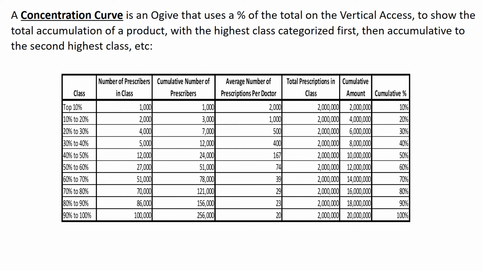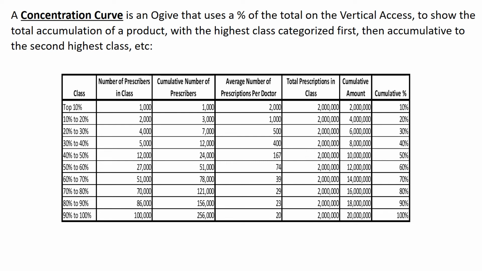What I've got here is an example of the number of doctors prescribing a certain product. Could be, for example, anti-inflammatories, one of the most common prescriptions there is. I've got 256,000 doctors in the United States that are prescribing anti-inflammatories. My top 10% of doctors, and that's by prescription, I have 1,000 doctors in the top 10%.